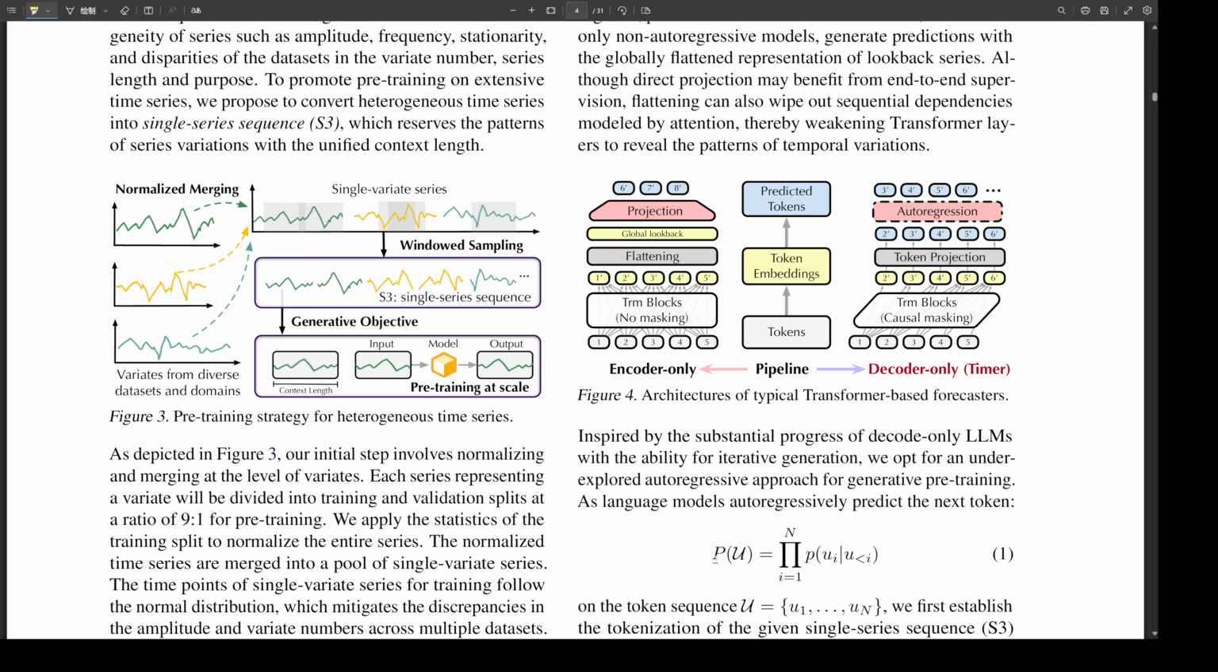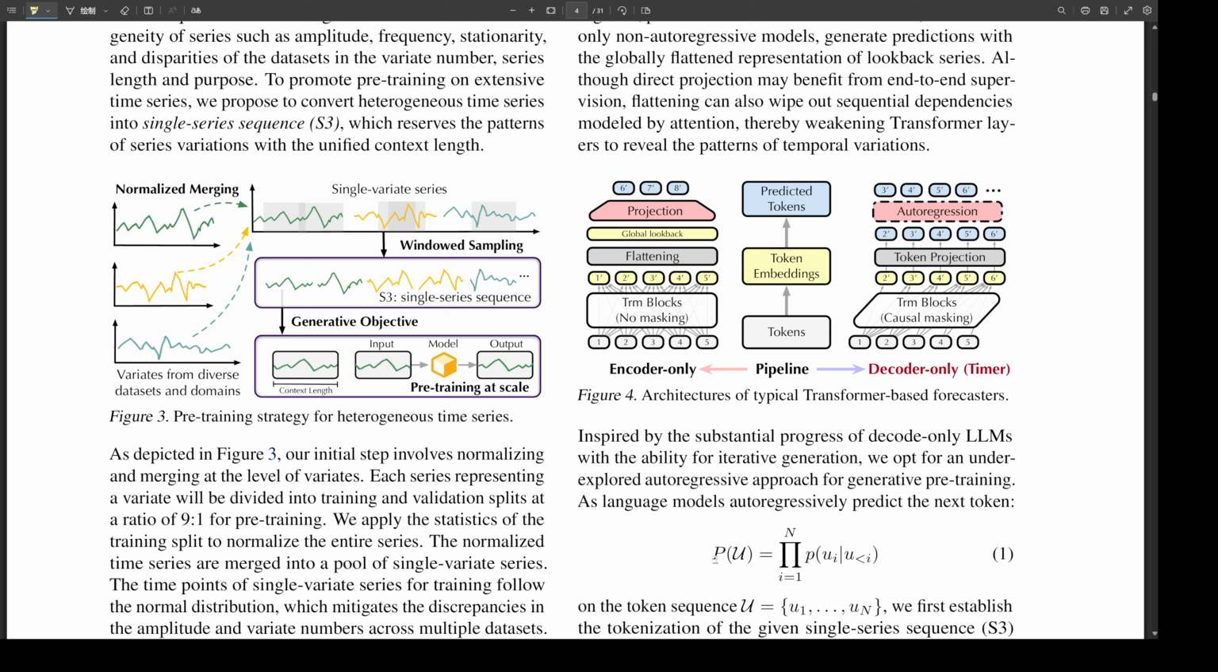So it's like teaching someone all the fundamentals of music theory before they pick a specific instrument. They can then apply all that basic knowledge to their chosen instrument and become a much better musician overall. Exactly. That's a great analogy. And with Timer, this generative pre-training allows it to excel at three key tasks: forecasting, imputation, and anomaly detection. Okay, let's break those down one by one.